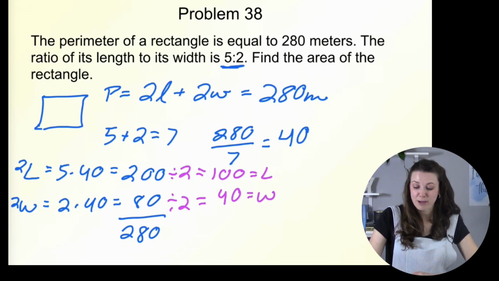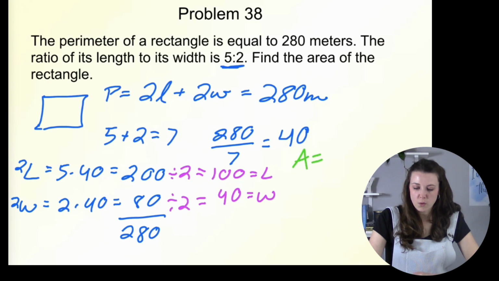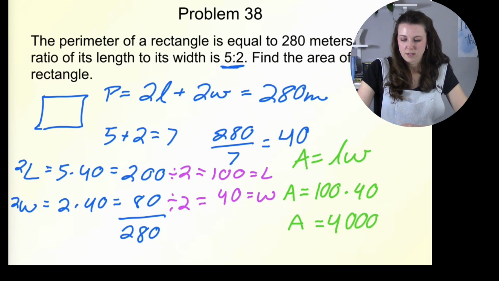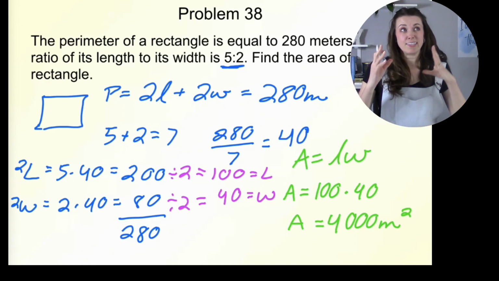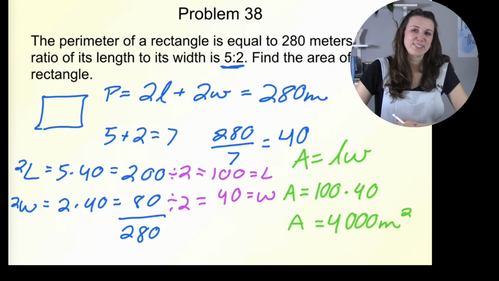Now we need to remember the second equation for this, the area. So we have here area equals length times width. Okay, so we're going to go area equals 100 times 40, and then our area is equal to 4,000 meters squared. So this one definitely takes just a second to process everything, but make up another one if you need to do a little practice.